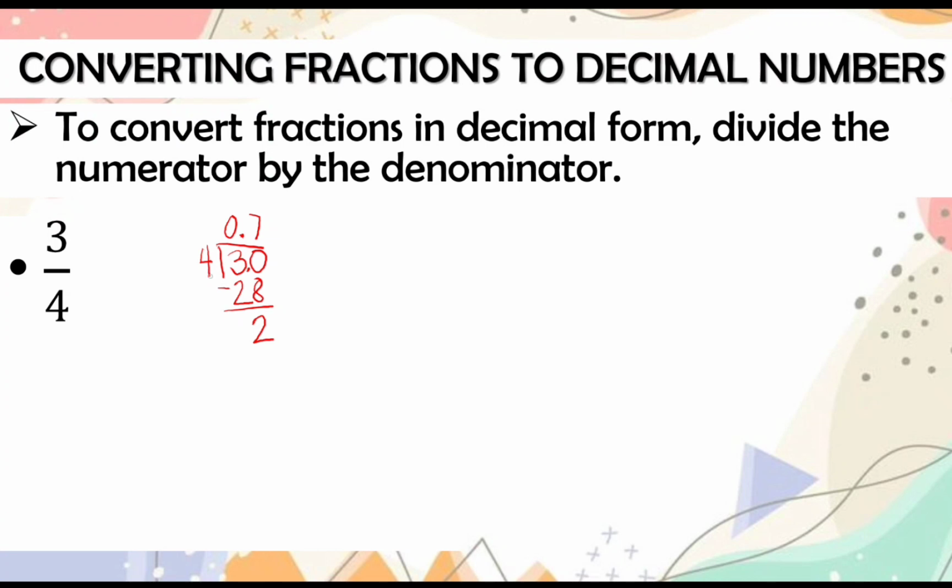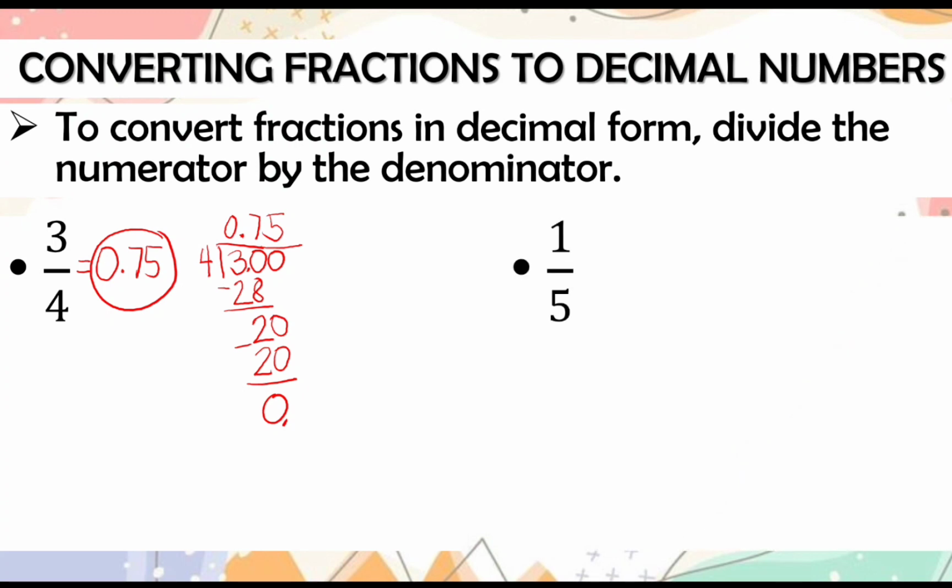2 divided by 4 is still cannot be. So what are we going to do? We will borrow. So add 0 doon sa dividend ulit. Then bring down 0. So meron na tayong 20. 20 divided by 4, that is 5. 5 times 4 is 20. 20 minus 20 is 0. Since 0 na yung nakuha natin, we will already stop there. So ang sagot dito po ay 0.75 or 75 hundredths.